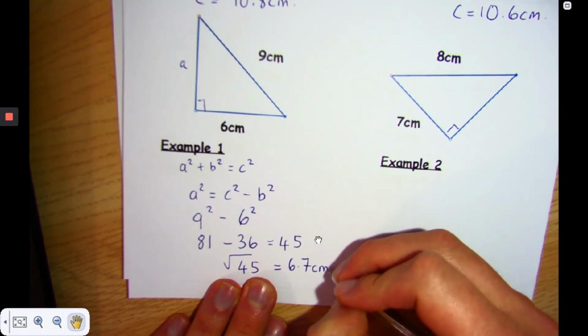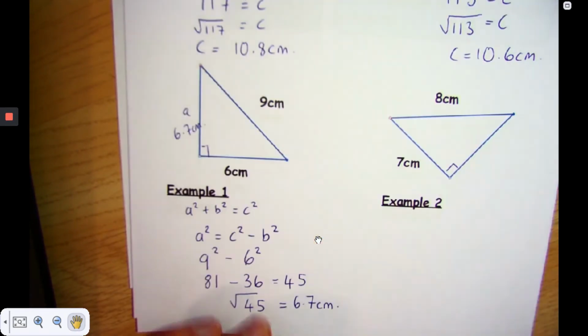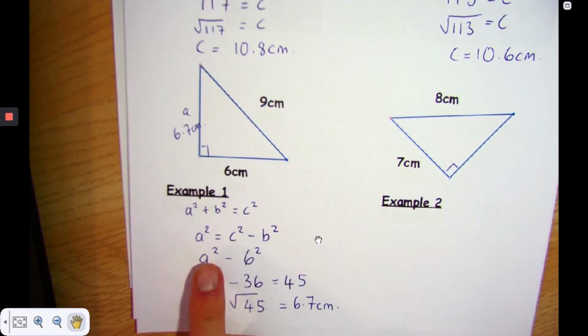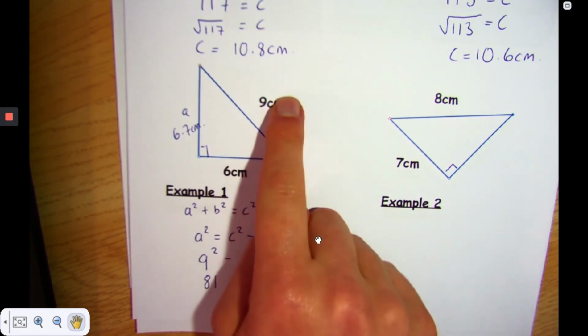Now, it's really important that you do this the right way around, otherwise you'll end up with a negative number. It's more common sense now just to think I need to do the bigger number take away the smaller number. Don't get yourself doing it the wrong way around and do 6 squared minus 9 squared, otherwise you'll end up with a negative number, which is impossible for a length. So 9 squared minus 6 squared.